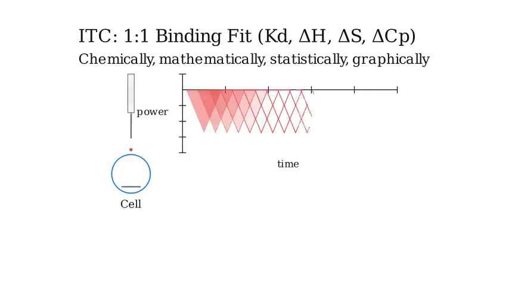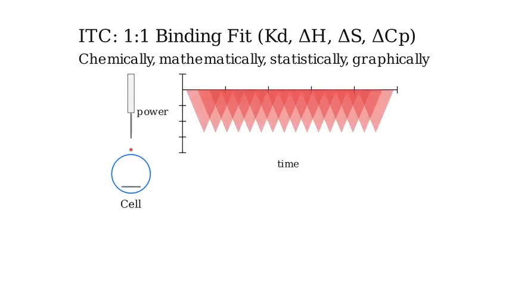Then, we integrate the peaks to get heats per injection. Next, we write the 1-to-1 binding model and overlay a fit. Finally, we extract thermodynamics and demonstrate estimation of delta Cp.